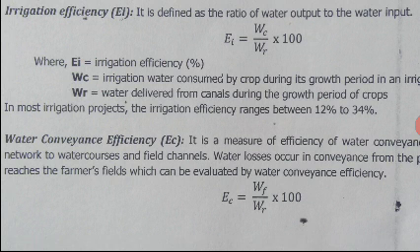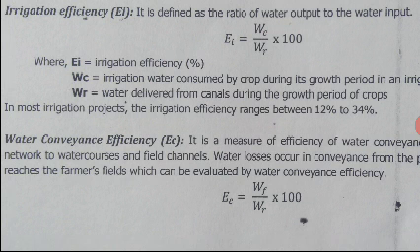Various concepts of irrigation efficiencies are the irrigation efficiency EI, water conveyance efficiency EC, water application efficiency EA, water use efficiency EU, water storage efficiency ES, water distribution efficiency ED, and consumptive use efficiency ECU. So first one, irrigation efficiency EI.